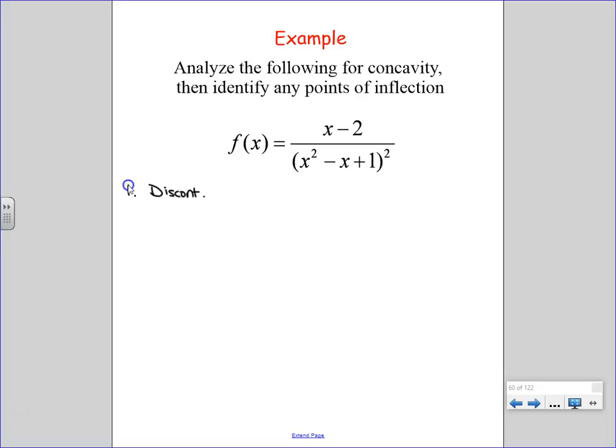Put the denominator equal to 0. So x squared minus x plus 1, squared, equals 0. Now some of you have figured out this trick and some of you haven't. Do I really need to worry about the squared? No. When I square root both sides, what's the square root of 0? 0. So it's not going to matter. Just look on the inside, in those parentheses, and set that equal to 0.